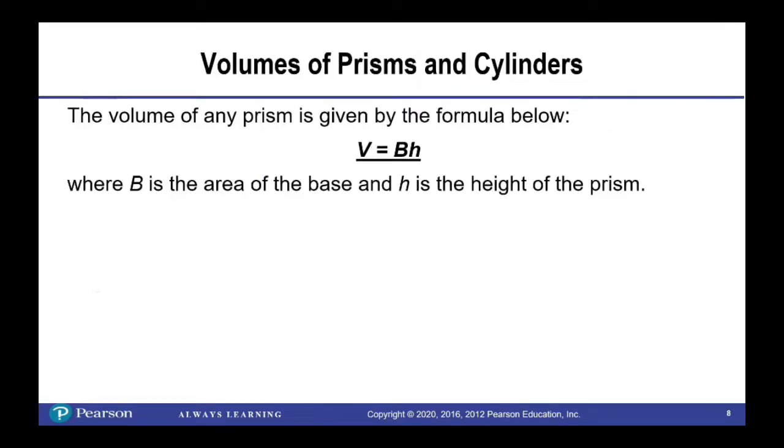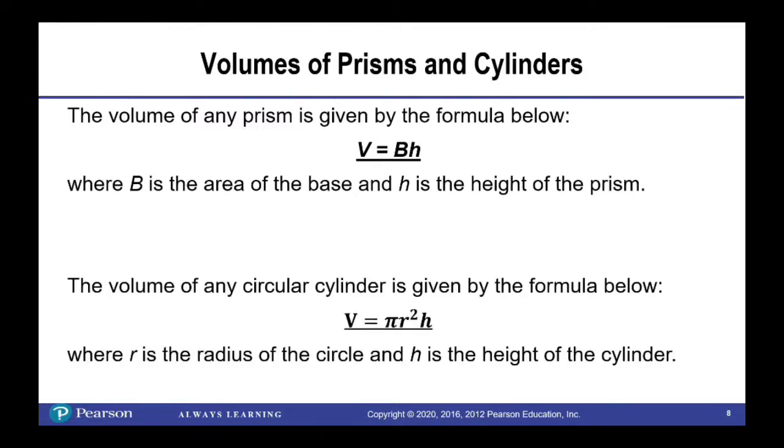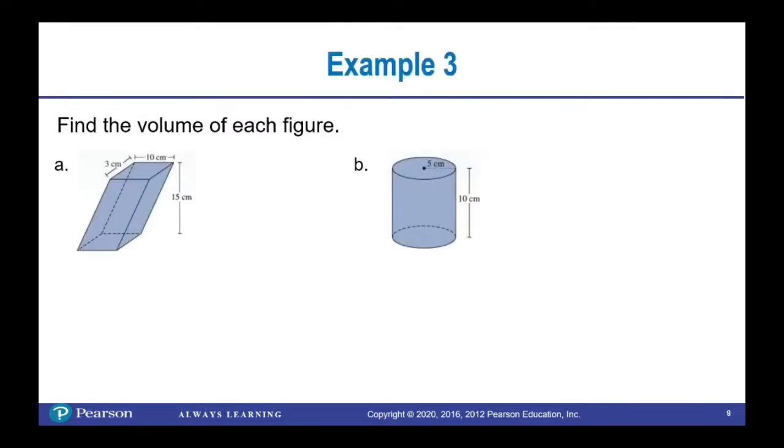Next, we have the volumes of prisms and cylinders. The volume of any prism is given by V equals capital B times H, where capital B is the area of the base and H is the height of the prism. The volume of any circular cylinder is given by V equals pi r squared h, where r is the radius of the circle and h is the height of the cylinder.